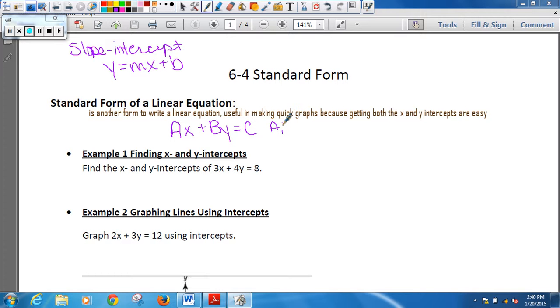A, b, and c are real numbers, and a and b cannot both be 0 at the same time.